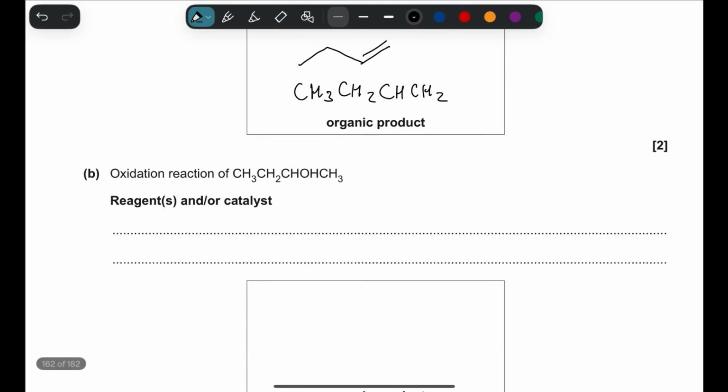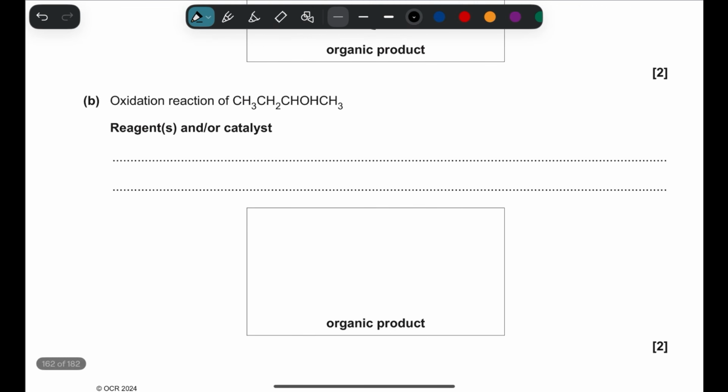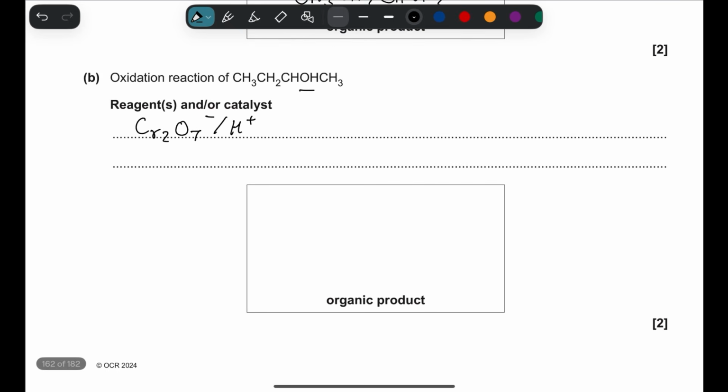Cool. Now, in terms of oxidation reaction, this time you've got a secondary alcohol, right? Because that's attached to a carbon that's attached to 2 carbons. So, in terms of oxidation of alcohols, you're always doing acidified potassium dichromate. So Cr2O7 2- and then H+. And now when we're doing that, because it's a secondary alcohol, we're going to form a ketone.